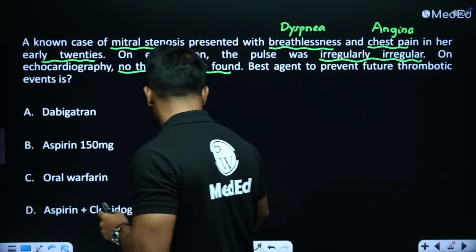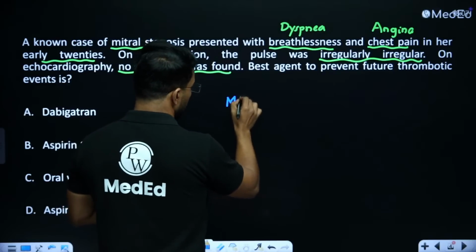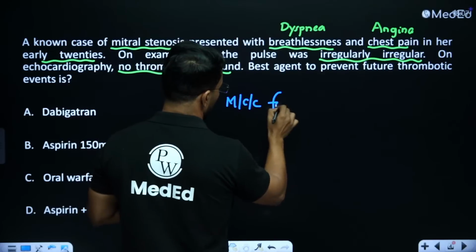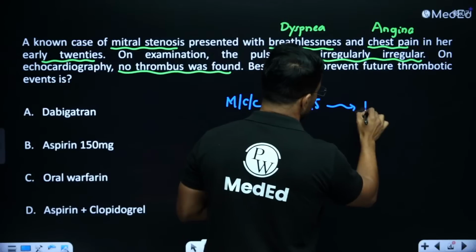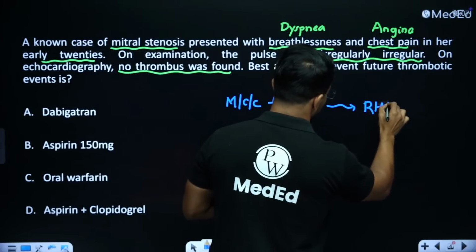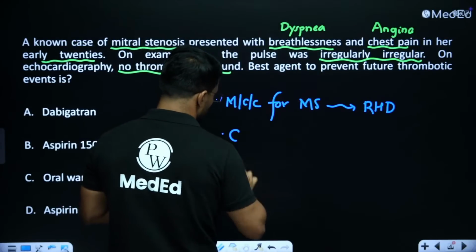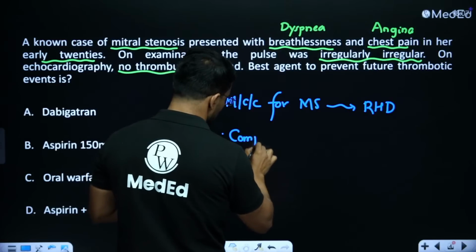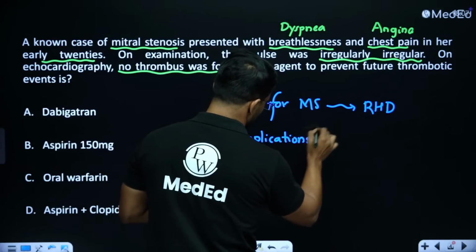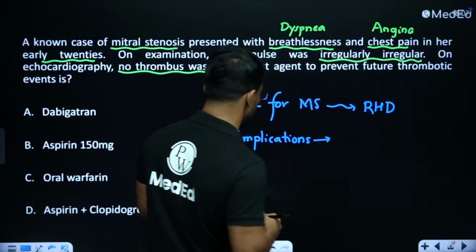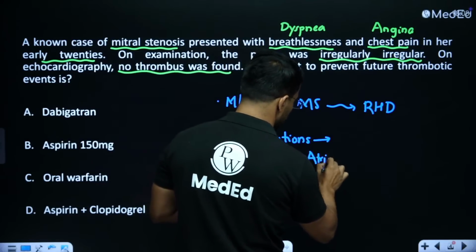What is the most common cause for mitral stenosis? Please remember, the most common cause for mitral stenosis is rheumatic heart disease, as we all know, is RHD. Okay, and mitral stenosis can lead to various complications, and one of such complications is atrial fibrillation. Complications of mitral stenosis include increased risk of atrial fibrillation.